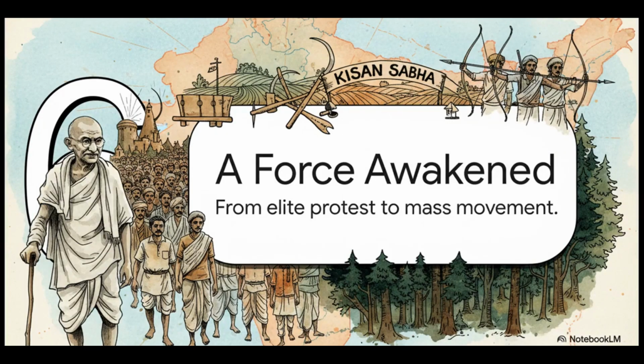So by the 1930s, the transformation was pretty much complete. The masses of India were no longer just watching from the sidelines. From Gandhi's local campaigns to tribal guerrilla wars to the rise of socialist peasant unions, they had become a powerful, irreversible force in Indian politics. The journey from an elite protest to a real mass movement had been made.